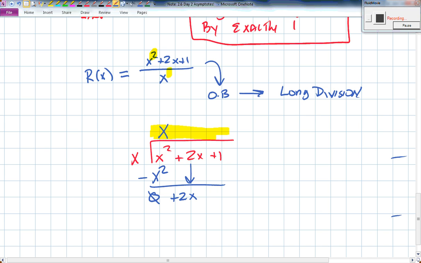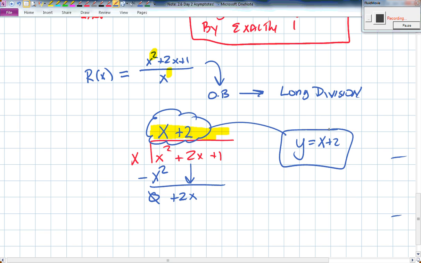Will x go into 2x? Yeah, because their degrees are the same, right? How many times? Plus 2 times. Good. You can stop right there. That's all you care about. So therefore, through long division, the line y equals x plus 2 is guaranteed to be the oblique asymptote for this rational function, because we're only looking for the equation of a line, which is in the form y equals mx plus b. After all, it's a slanted line. So as soon as we have that line, we're good to go. We don't need the remainder or anything else.